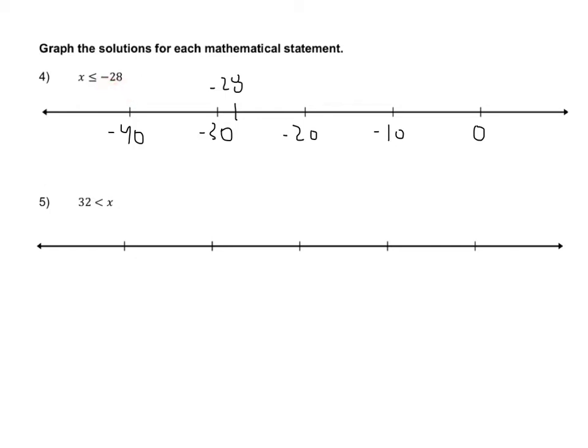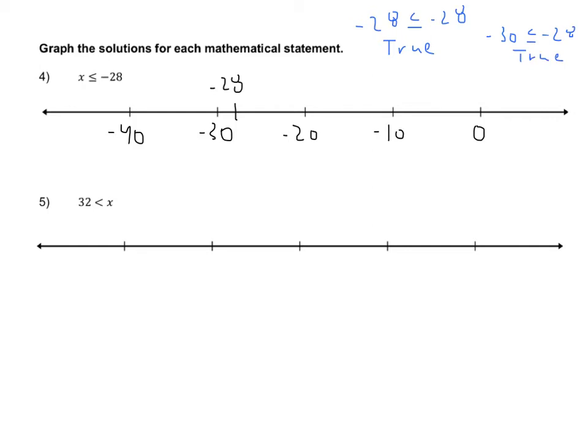Let's see if that's a solution. Okay, so negative 28 is less than or equal to negative 28. And that right there is true, because negative 28 is equal to negative 28. So what other numbers would make that true? Well, the numbers that are less than negative 28. So a number like negative 30 is less than or equal to negative 28. That's true.